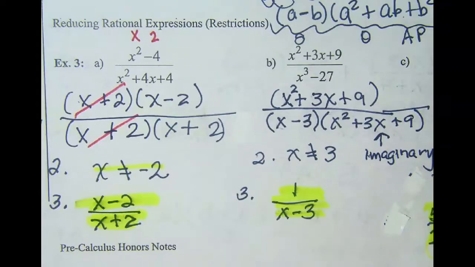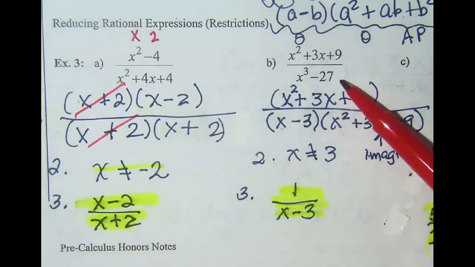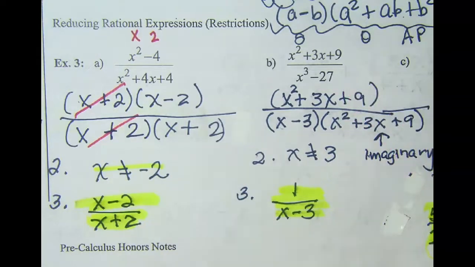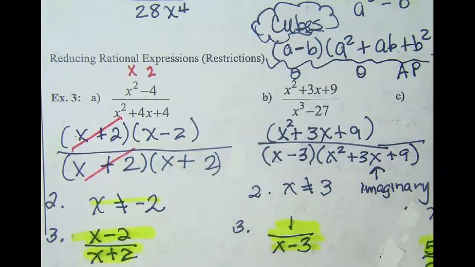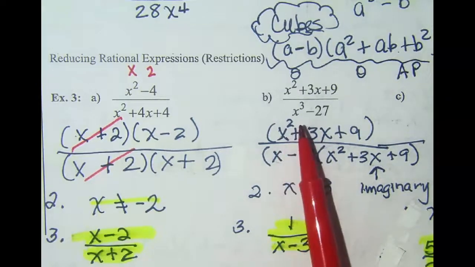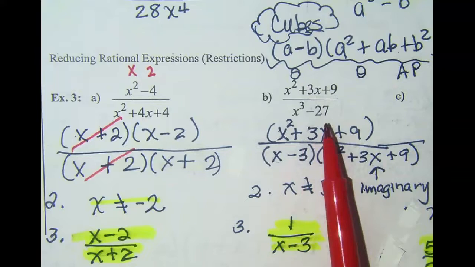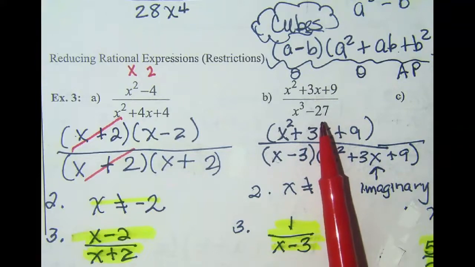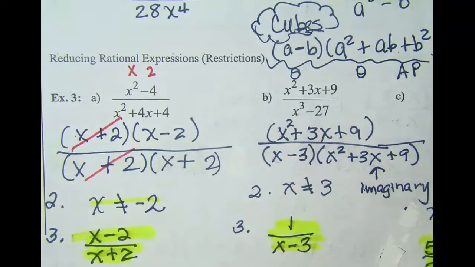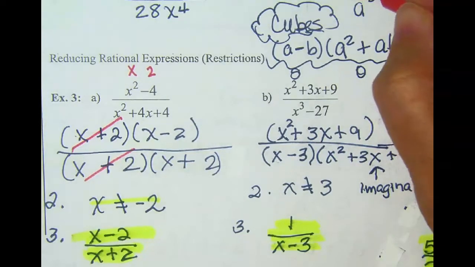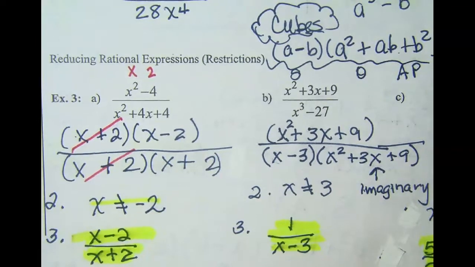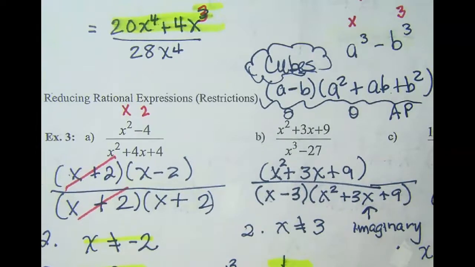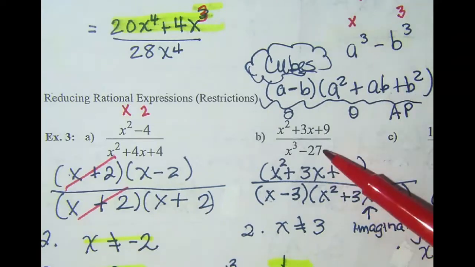Example 3b, when we factor the denominator, it's a difference of cubes. So let me slide this down. Difference of cubes. So we know x cubed is a perfect cube, x times x times x. And 27 is a perfect cube. It's 3 times 3 times 3. So if you're wondering what the a and b are, the a is x and the b is 3. The a and b are always the numbers that you cube. So x times x times x and 3 times 3 times 3 is 27.